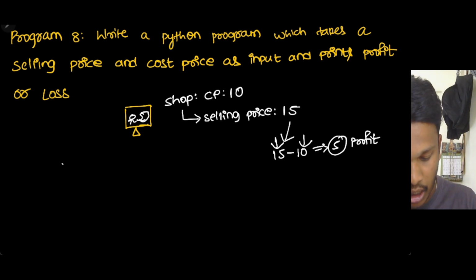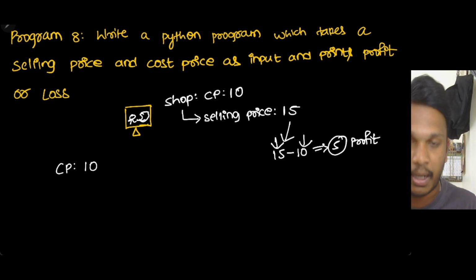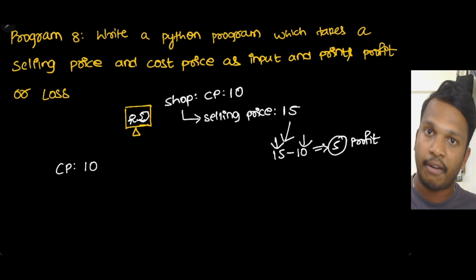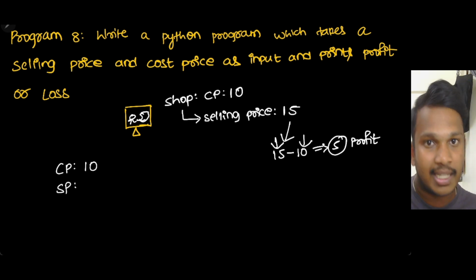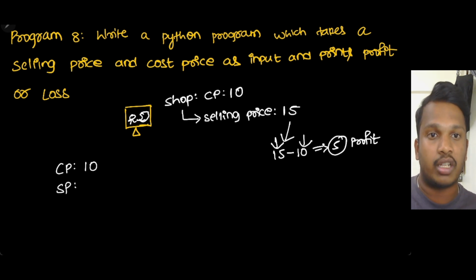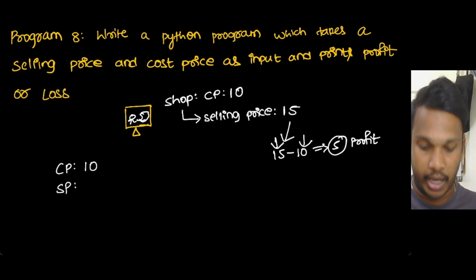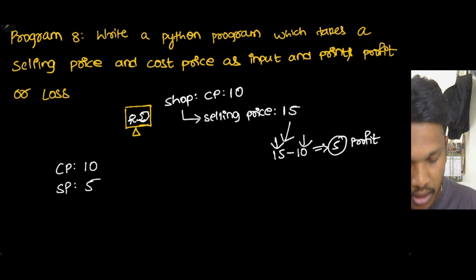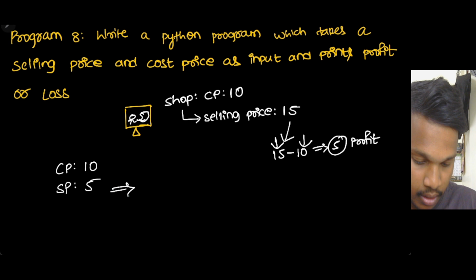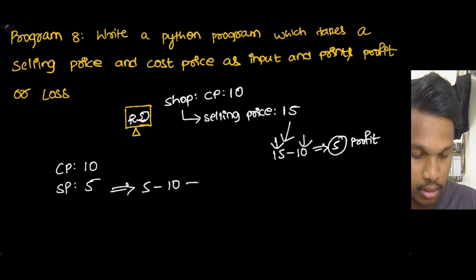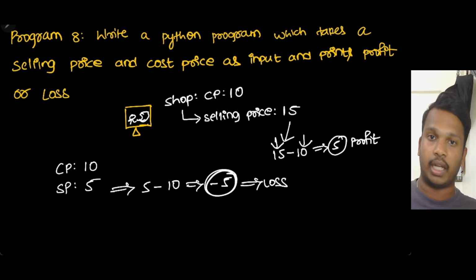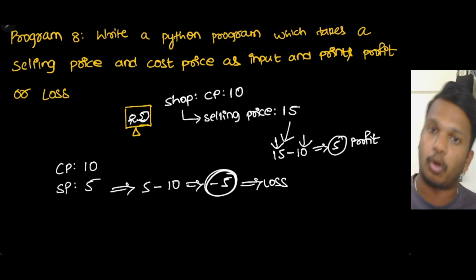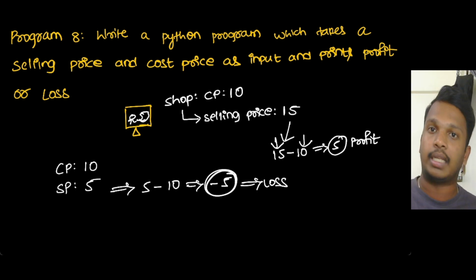For example, the cost price: he purchased the TV for 10 rupees and he sold for 5 rupees only. Selling price, the price at which he sells in the shop, is known as selling price. The price at which he purchases is known as cost price. Selling price is 5 rupees. Now if you observe, 5 minus 10 is minus 5, which is known as loss. These are the two scenarios, how he will get profit and how he will get the loss.